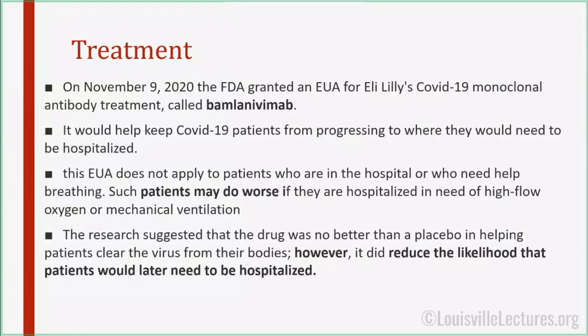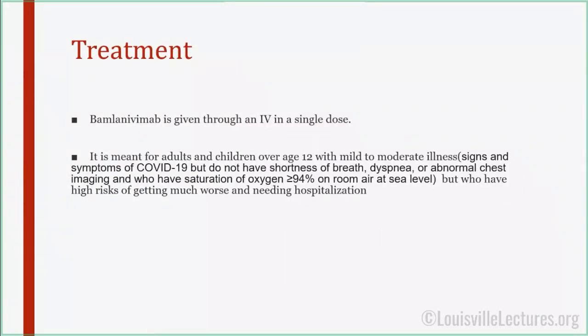Research did suggest that this drug was no better than placebo in helping patients clear the virus. However, it did reduce the likelihood that patients would later need to be hospitalized. Now, bamlanivimab is given through IV in a single dose, and it is for adults and children over age 12 with mild to moderate symptoms. And those being the patients who do not have shortness of breath or abnormal chest imaging, and those who have saturations greater than 94%. These are primarily patients who have high risk of becoming worse and needing hospitalization. This is the major indication for this monoclonal antibody.